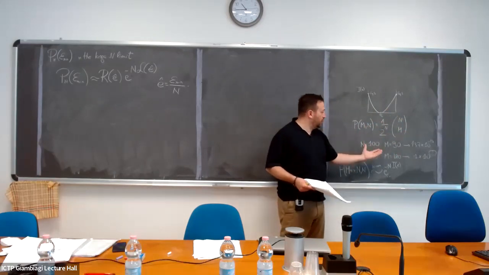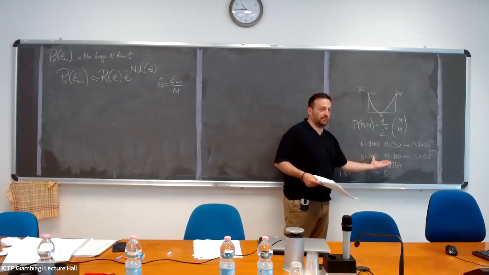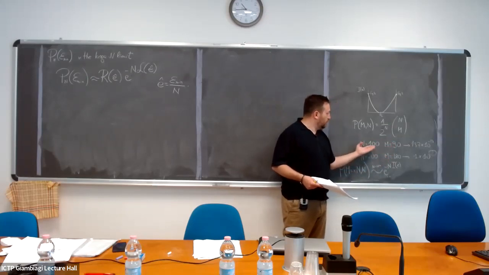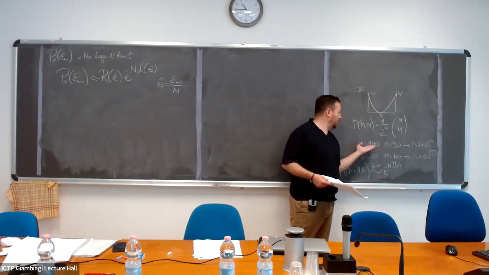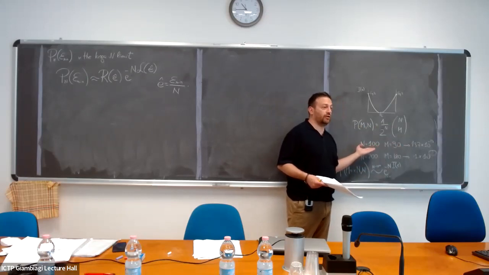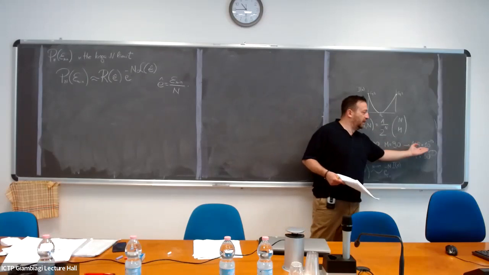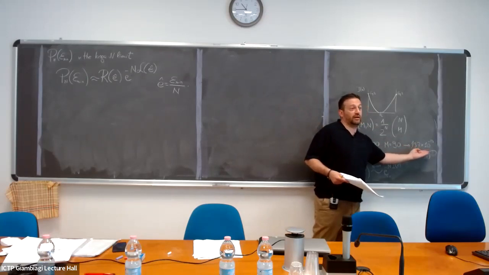So the idea of large deviations is encoded in this simple scheme. If you plug in the number N equals 100 and M equals 90, so what is the probability of getting 90 heads in a sequence of 100 coin tosses? This probability is very tiny, of course. This is a very rare event. This probability is 10 to the minus 17.